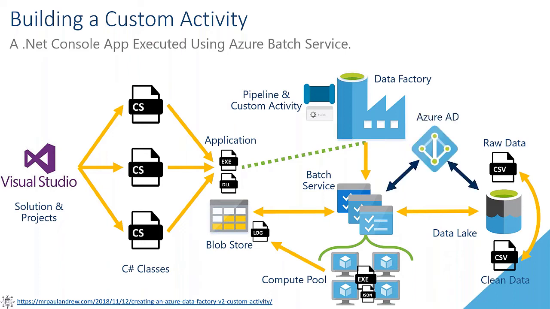So our custom app, our executable that's running in our batch service, can't inherit the authentication details from our Data Factory linked services. It will need to authenticate against our data lake within its own context. It has to do it itself. And for that, we might need to interact with our Azure Key Vault. So just bear that in mind.